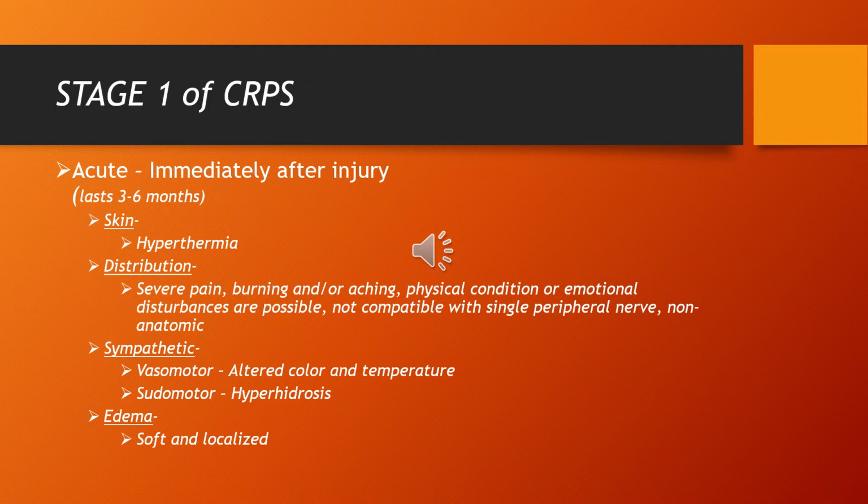In the sympathetic response, we will get the vasomotor action, which is the altered color and temperature, and in this case we're going to have vasodilation as a result, and pseudomotor responses, which would be hyperhidrosis, or excessive sweating of the involved limb. Trophic changes can also occur where you would have excessive nail growth and/or blotchy excessive hair growth. And finally, edema.